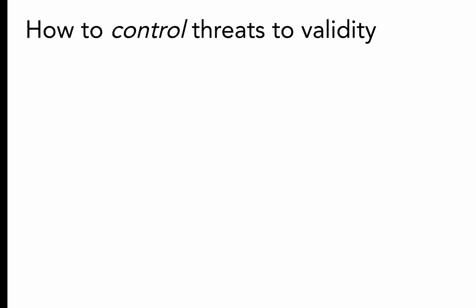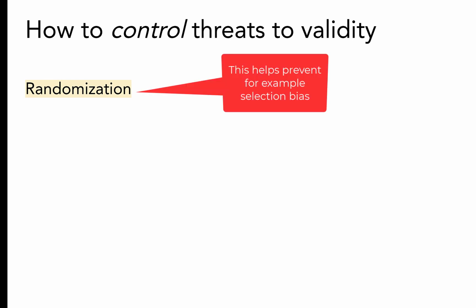Now, we just talked about tons of threats to internal and external validity, but luckily there are ways to control these threats to validity, at least to some extent. One of the things you can do is randomization. Randomization means you randomly assign subjects or experimental participants to either the experimental condition or the control condition.